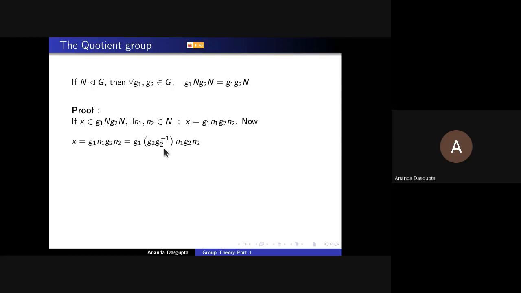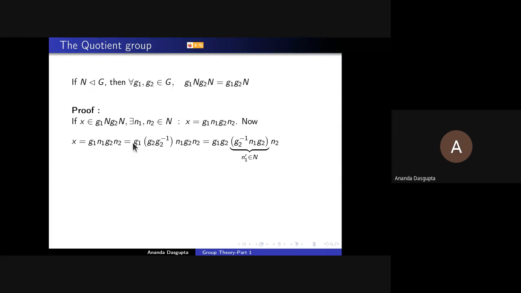G2, G2 inverse is of course the identity, which you can put in anywhere you want, right? The identity can go in anywhere. But if you just put it in here, what happens? You get G1, G2 and G2 inverse N1, G2. So that's just associativity. Okay?